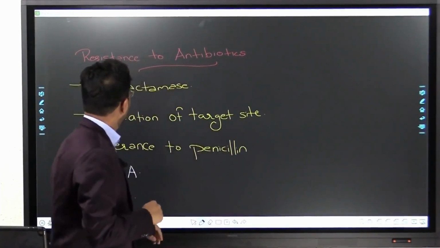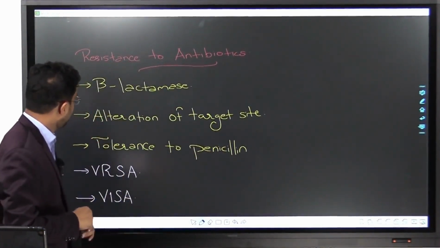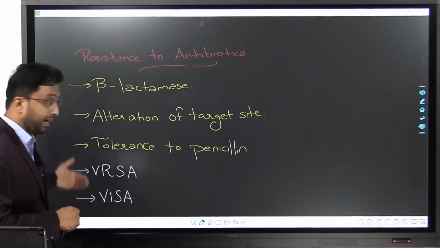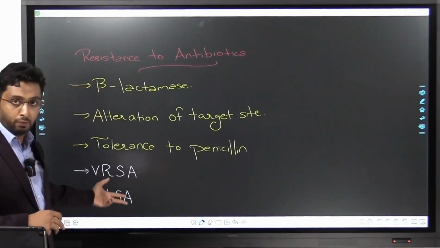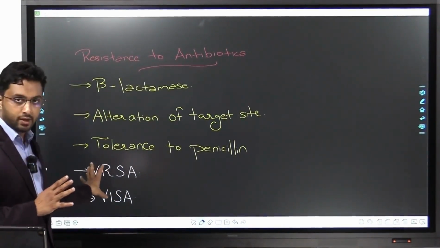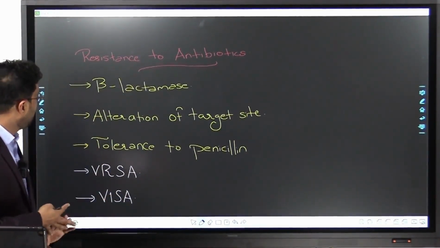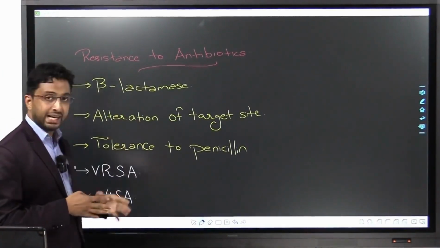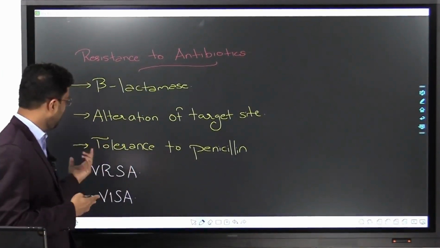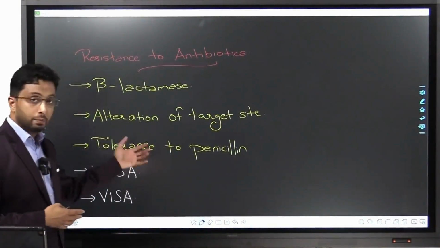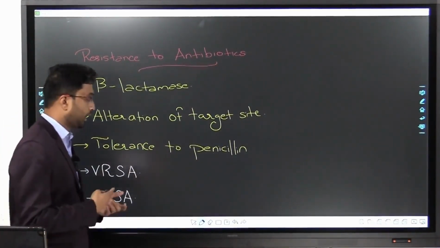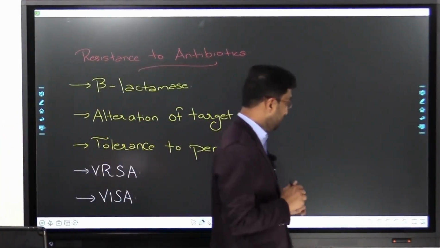So coming back. Resistance to antibiotics is discussed under 5 headings, of which 3 are very important. 2 are, yes, emerging, the current understanding. So one is the secretion of beta-lactamase. Second is alteration of target site. You will understand all this. Third is tolerance to penicillin. Fourth is VRSA and VISA. So what are they? We'll discuss one by one.